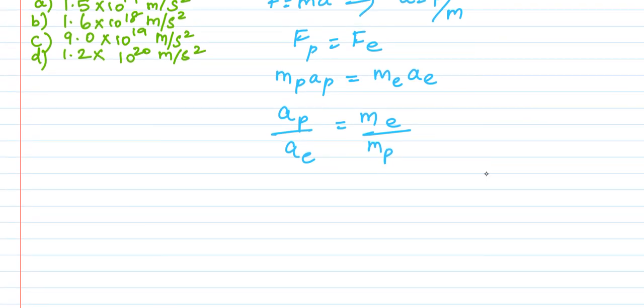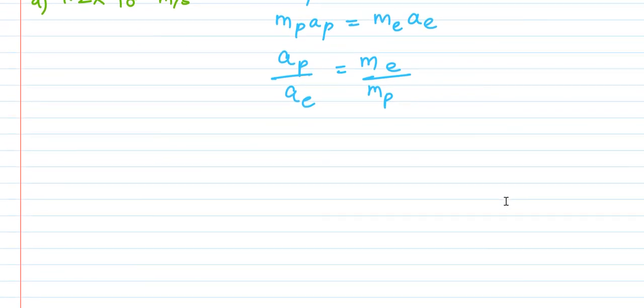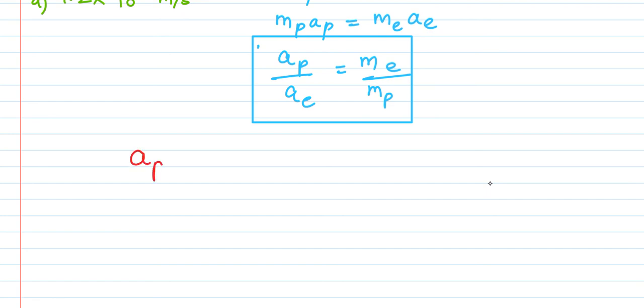Now what is the question asked? Once again, let us see. For a proton only they are asking. So I need to rearrange the formula so that it gives the data of the proton, the acceleration of the proton. So ap is equal to ae me divided by mp.